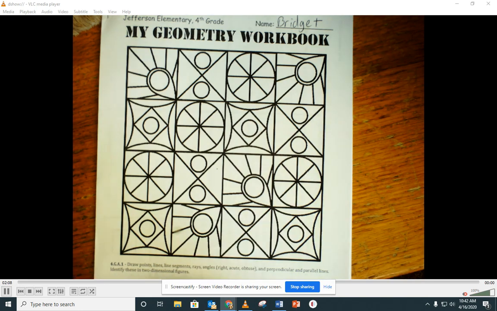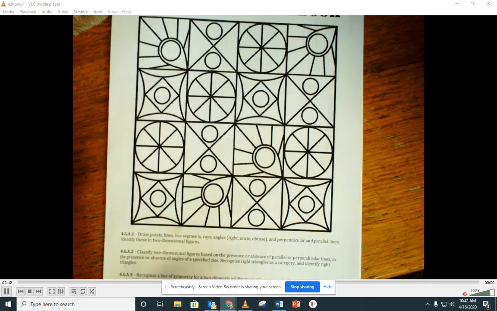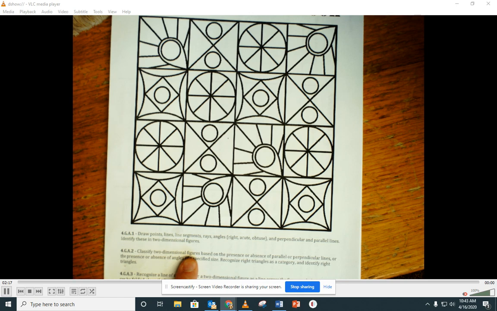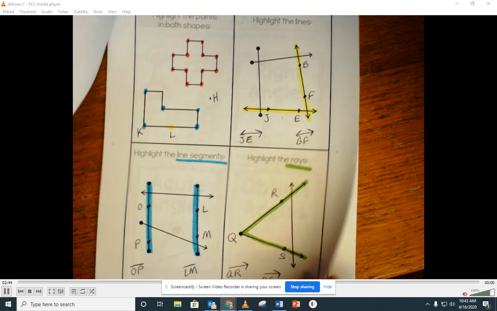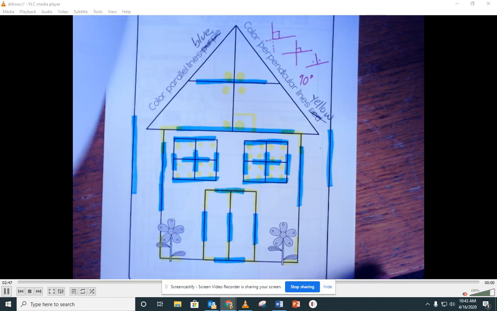So today we're going to talk about quadrilaterals. That is the second learning intention: classify two-dimensional figures, which means that you can group two-dimensional figures based on their properties. The way we do that is we look at whether these quadrilaterals, which are four-sided shapes, have parallel lines or perpendicular lines, and what kind of angles we find in quadrilaterals. So let's turn to the quadrilateral page.